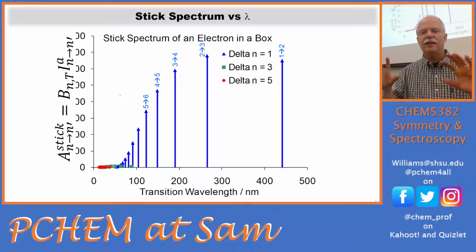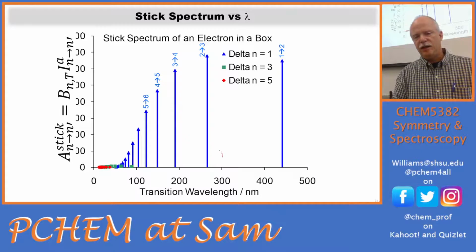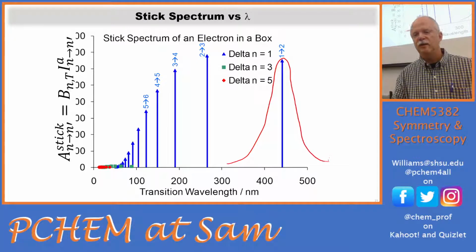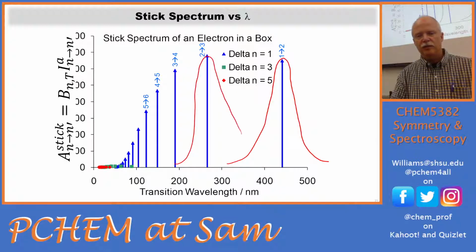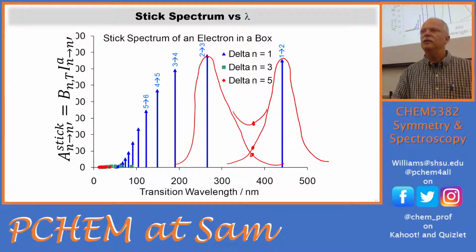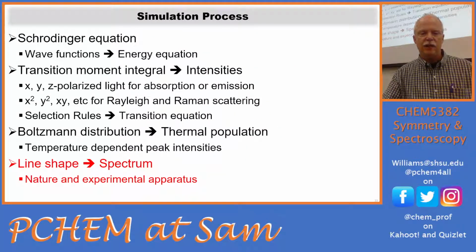Now, we have these sticks, and we want to put a line shape on them. So we're going to have a particular line shape for our spectrometer for every transition. And they're going to overlap. So this one is going to overlap with this one. And so then the resulting curve will go like that, right? Because we have this contribution here plus that contribution here gives you the overall composite spectrum. And so this is what's called convolution. So this line shaped spectrum, this is our experimental apparatus, and then the uncertainty of nature.